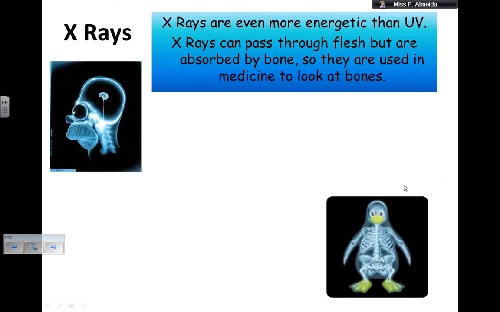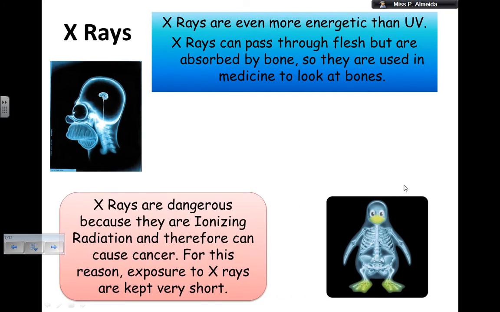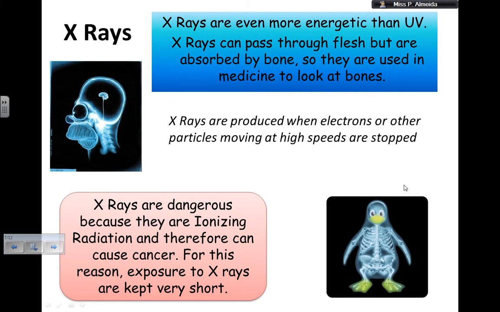Now, going up in terms of frequency and energy and lower in terms of wavelength, I have X-rays. X-rays are even more energetic than UV. They can pass through the flesh and are absorbed by the bone, so they are used in medicine to look at bones, okay? They are dangerous because they are ionizing radiation, and therefore they can cause cancer as well. And for this reason, exposure to X-rays is kept very short. X-rays are produced when electrons or other particles moving at high speeds are stopped, okay?